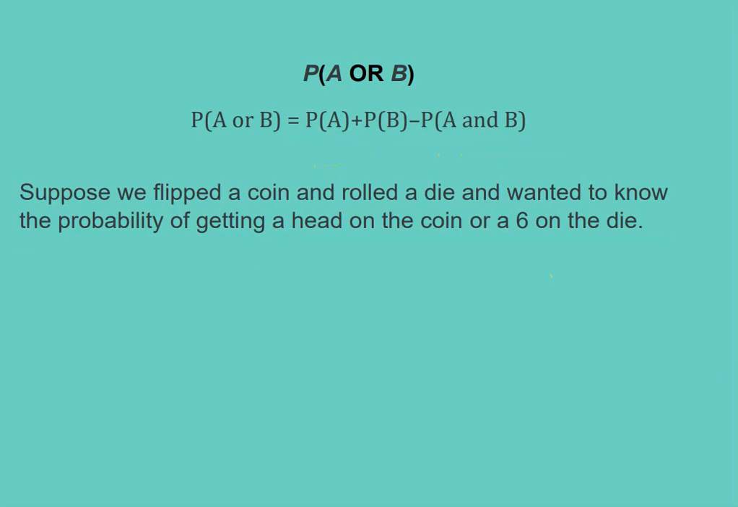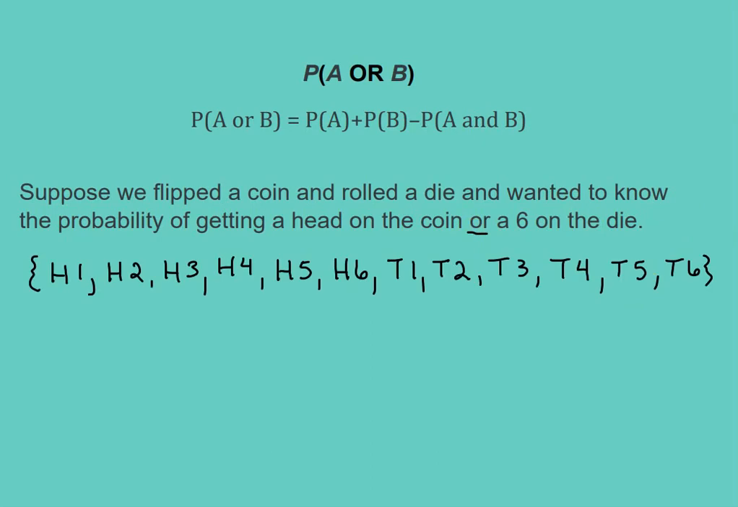Suppose we flipped a coin and rolled a die and we wanted to know the probability of getting a head on the coin or a 6 on the die. So this is different than the example that we used earlier where it said and. So this time we want to know what is the probability of either getting a head on the coin or a 6 on the die. So first I'm going to list out the different possible combinations of flips and rolls that we could get.